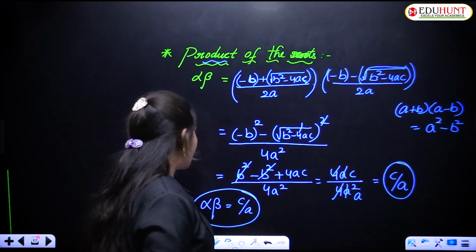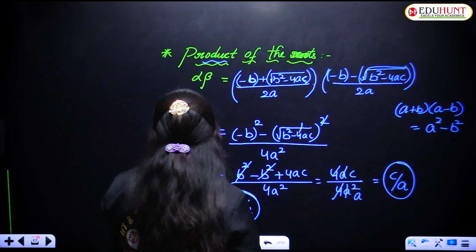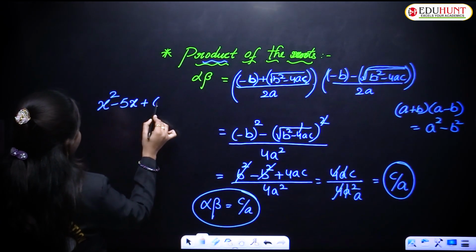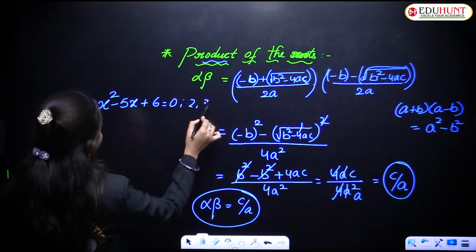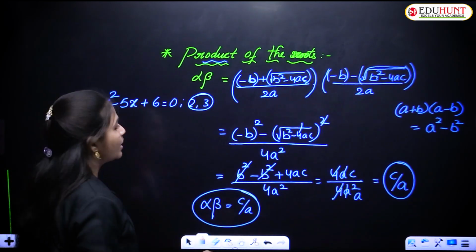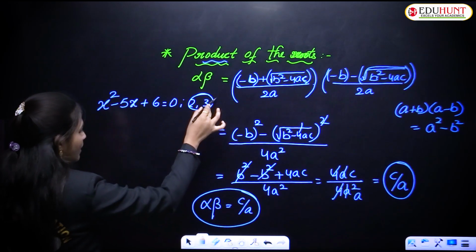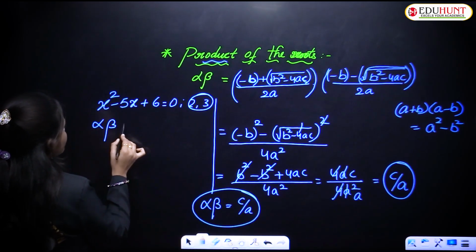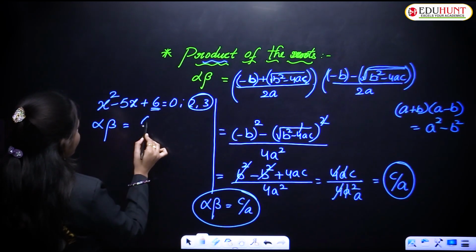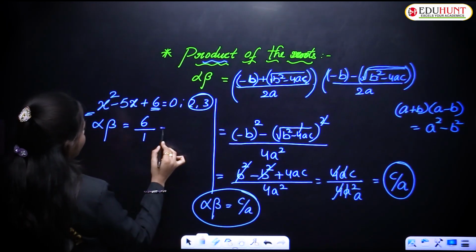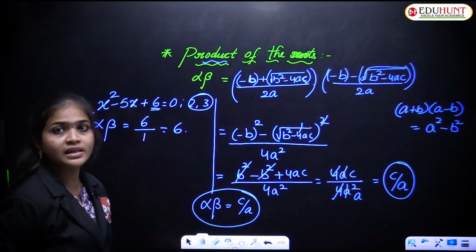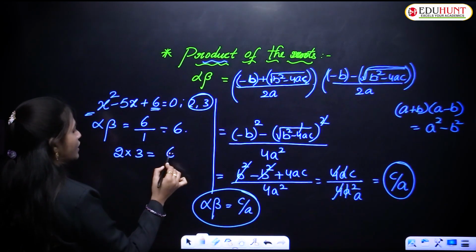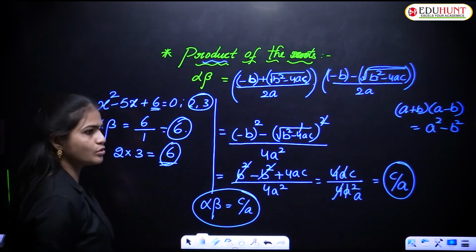Understand? So let us see an example here: x square minus 5x plus 6 is equal to 0. The roots we already know are 2 comma 3. Okay. So here alpha into beta is equal to c by a. So product of the roots is equal to, here c is equal to 6, a is equal to 1, which is equal to 6. Clear? So here the product, take 2 into 3, is equal to 6. So getting the same answer or not?